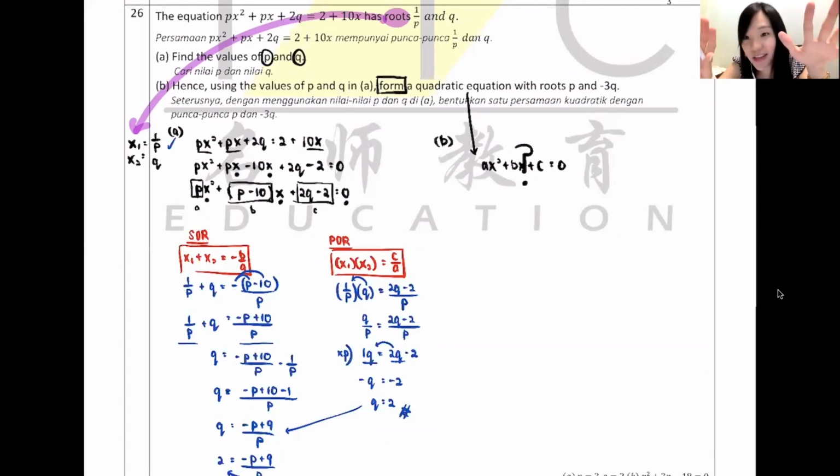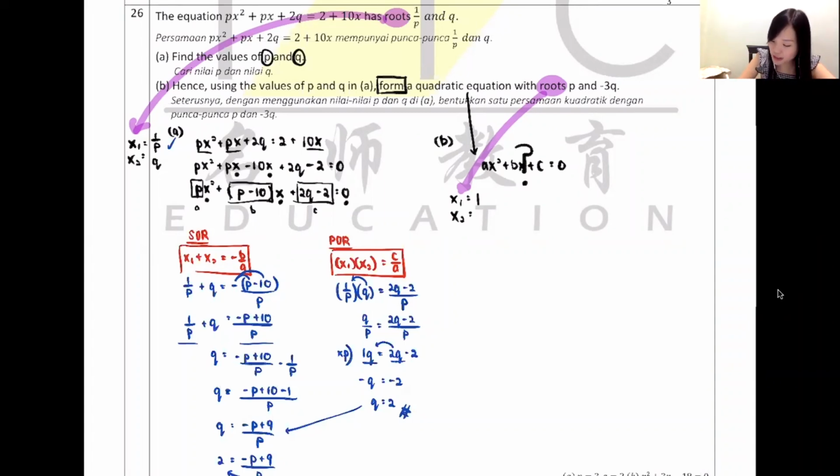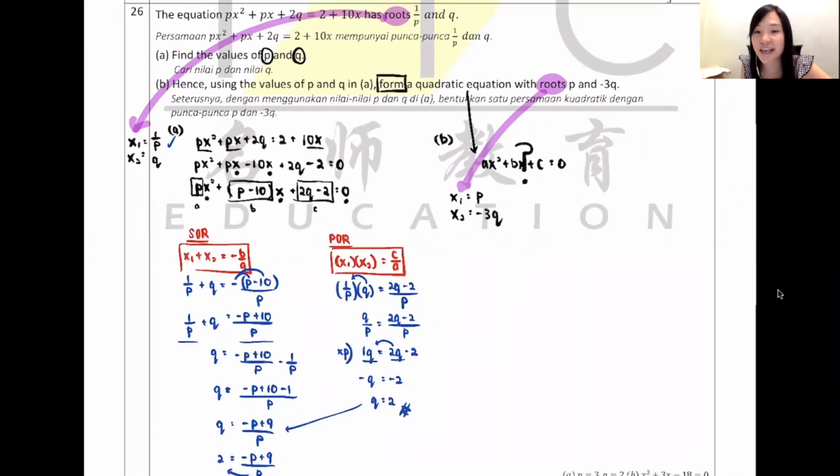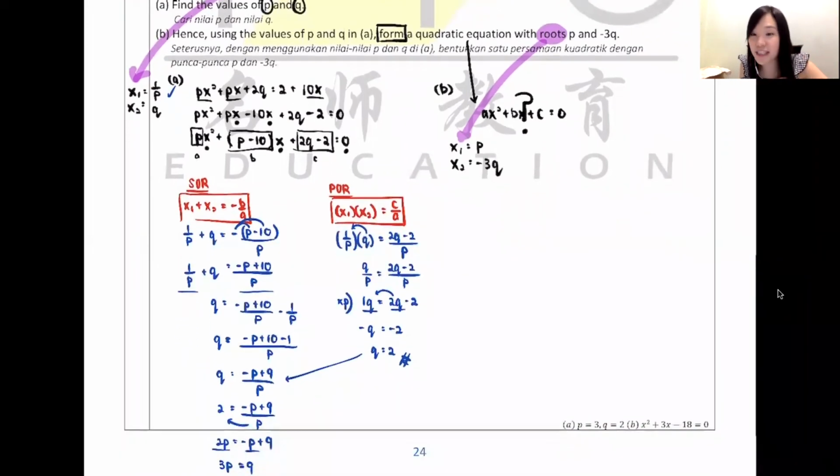Can I ask you guys again? Keyword, please. Very good, Aaron. Roots. Guys, my keyword never changed. It's always that, okay? So roots again means x1, x2. I am always very standardized. I always do the same thing, okay? So form a quadratic equation with the roots. So roots, isn't it x1, x2? So now they say the x1 is p. The x2 is negative 3q. Can, my dear? So I just write out whatever they say.